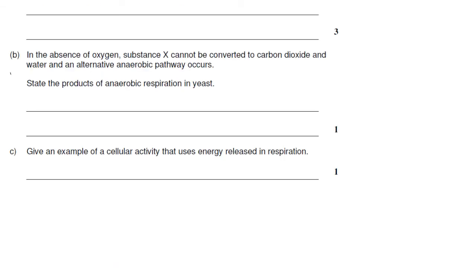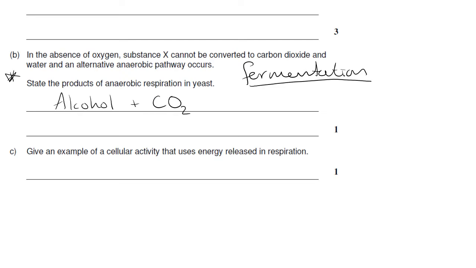So in the absence of oxygen, substance X cannot be converted to CO2 and water, and an alternative anaerobic pathway occurs. Now, our anaerobic, that is fermentation. And see in your exam paper, it will say fermentation instead of anaerobic respiration. So state the products of fermentation in yeast. 2 things. I get alcohol, or I can call that ethanol, and CO2. I must have both answers, okay? Now look at the next question.